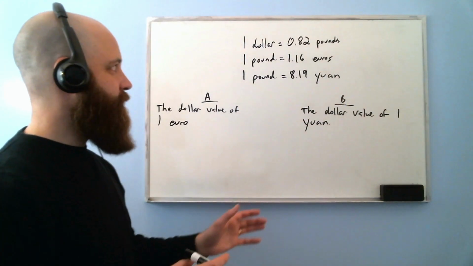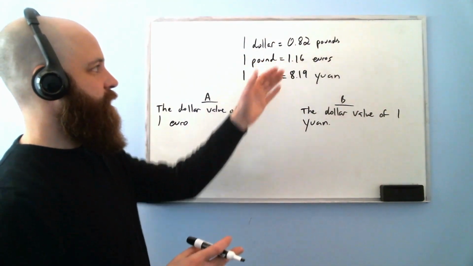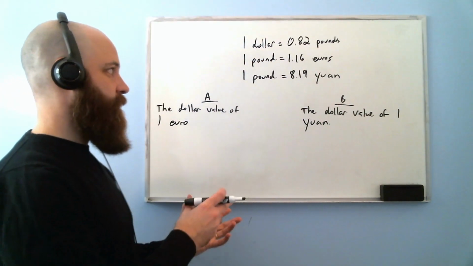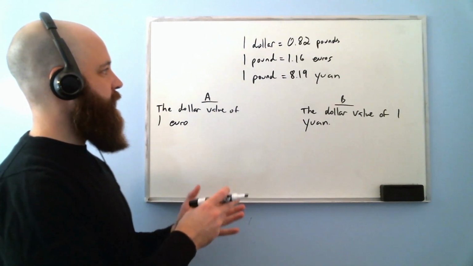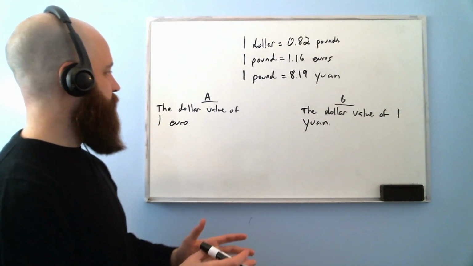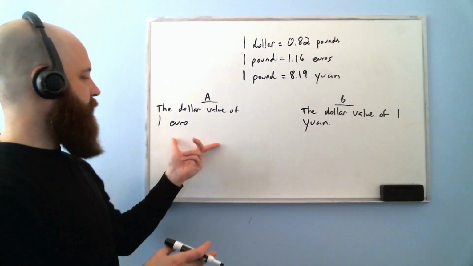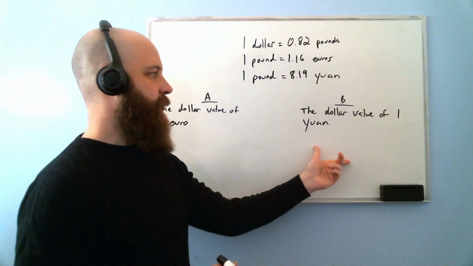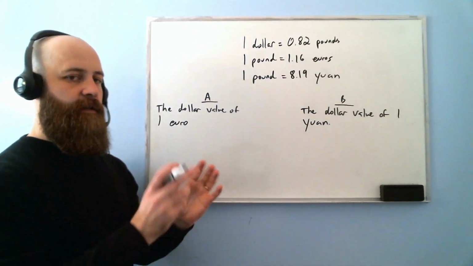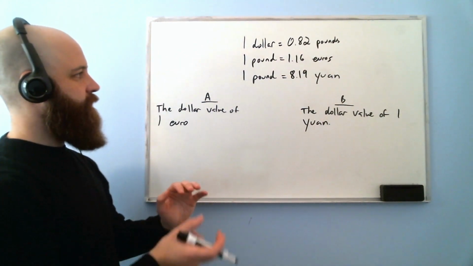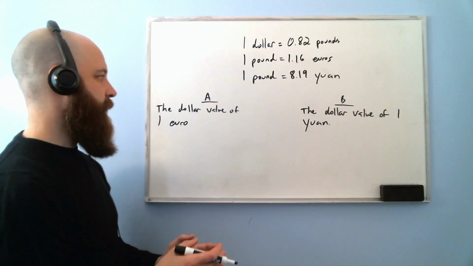Okay, in this question, I'm told that $1 is equivalent to 0.82 pounds, 1 pound is equivalent to 1.16 euros, and also 1 pound is equivalent to 8.19 yuan. And then I'm asked, which is bigger, the dollar value of 1 euro or the dollar value of 1 yuan? So I'm purely in unit conversion territory here. If I can convert these units correctly, I can say which is bigger, A or B.